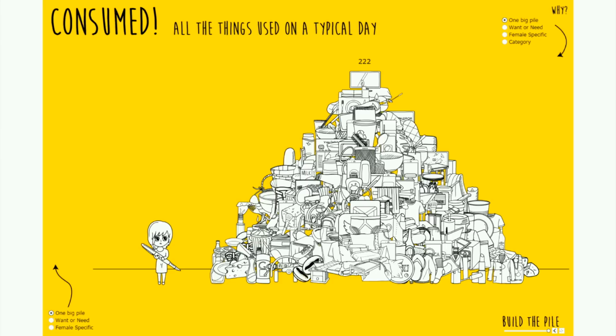One of my favorite vizes, Anya Ahern created this viz, Consumed. It was about all the things that she touched in a day. She categorized them as wants or needs. She categorized them whether they were, in her mind, female-specific or not female-specific. She categorized them as they were tools or food or furniture or what have you, and she let you search through and organize them in different ways.